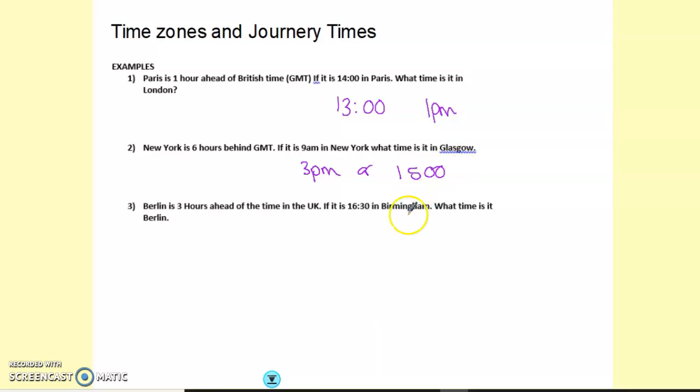Question 3, Berlin is 3 hours ahead of the UK. If it's 4:30 in Birmingham, what time is it in Berlin? So we want to add 3 hours onto 4:30, which takes me to 7:30.